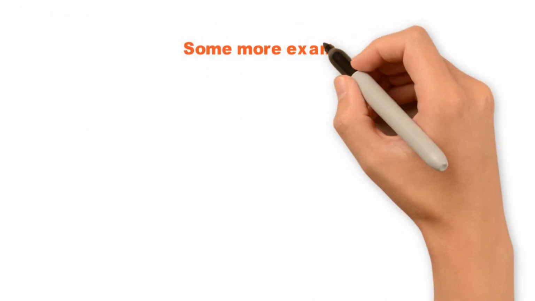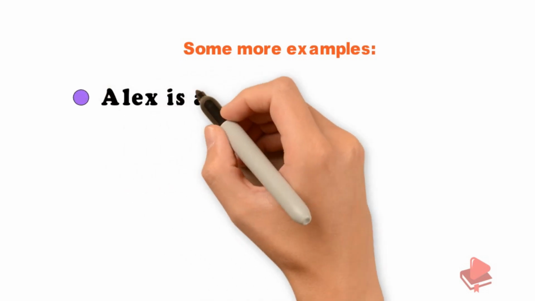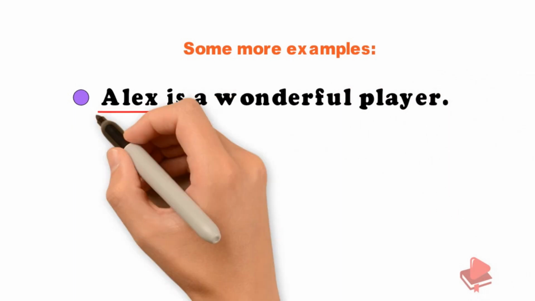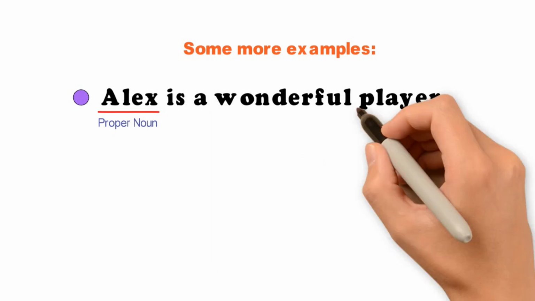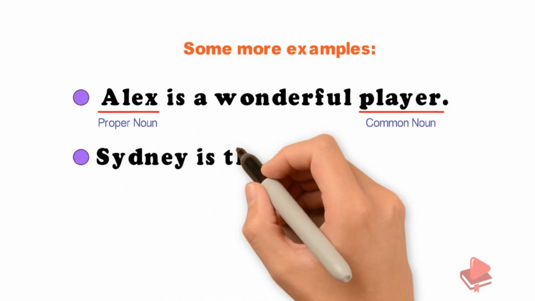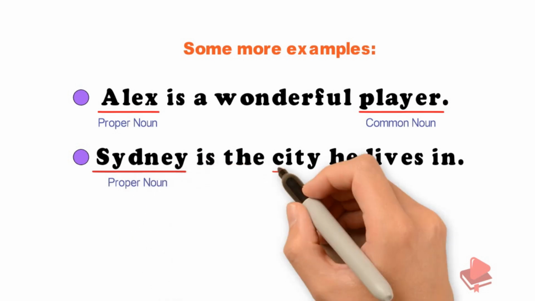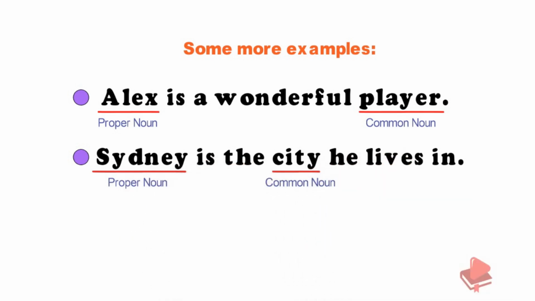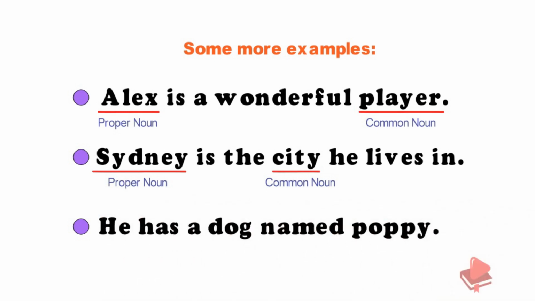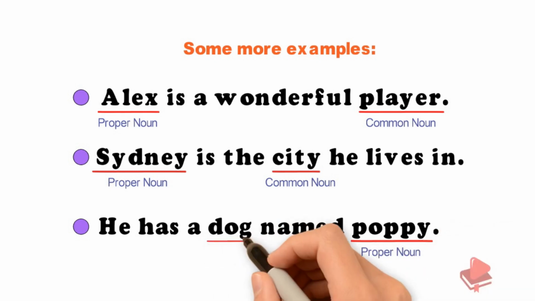Let's see some more examples in sentences. Here we go. The first example, Alex is a wonderful player. In this statement, Alex is a proper noun and player is a common noun. The next example is Sydney is the city he lives in. So Sydney is a proper noun and city is a common noun. Let's see one more example. He has a dog named Poppy. So the name of the dog is Poppy, so it's a proper noun, and dog here comes under the category of common noun.